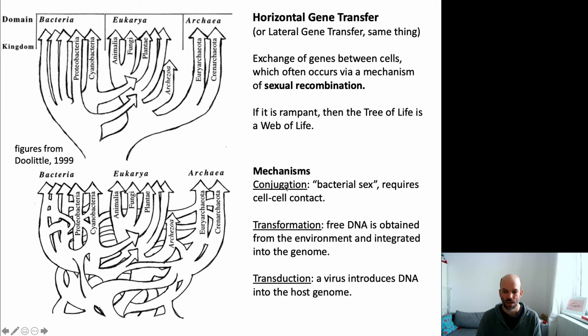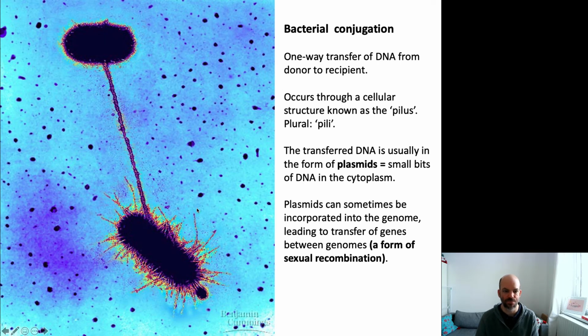So here's where we get into more of the didactic teaching of this topic. There are 3 mechanisms by which horizontal gene transfer occurs, which you should know about. The first one is conjugation, colloquially known as bacterial sex, because it requires actual physical contact between the cells that are transferring the genes. For example, through a structure called a pilus, which is like a little tube that the DNA passes through. This is a common mechanism by which plasmids are shared between cells.